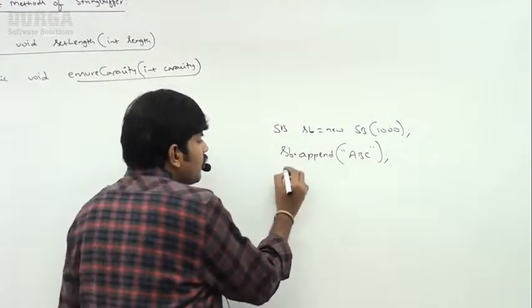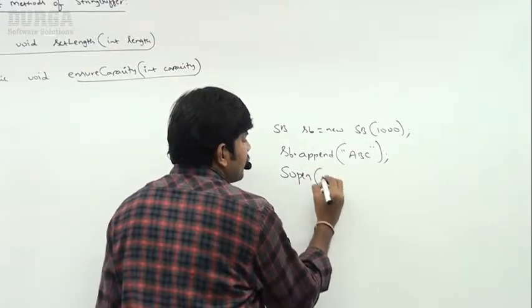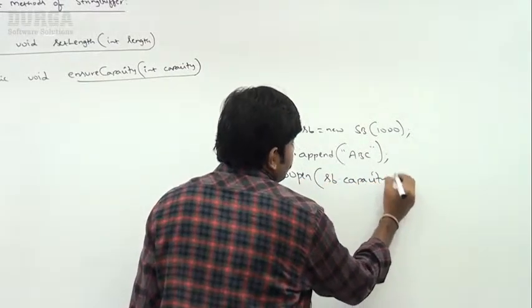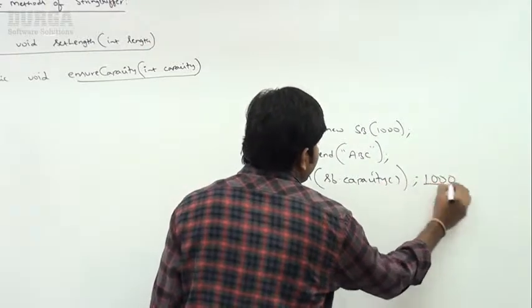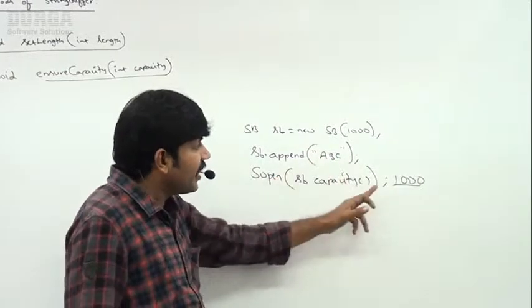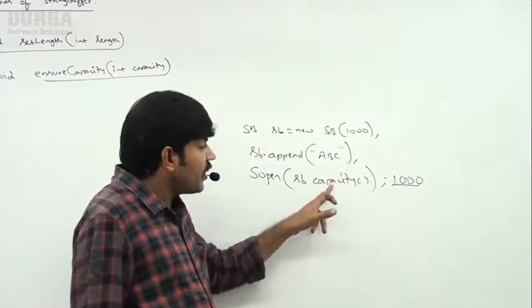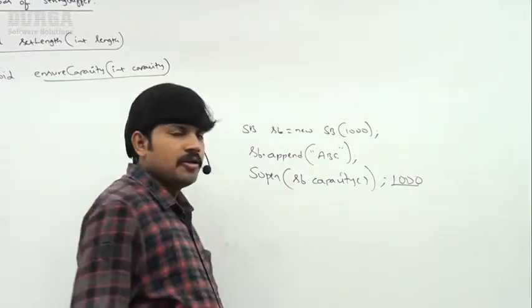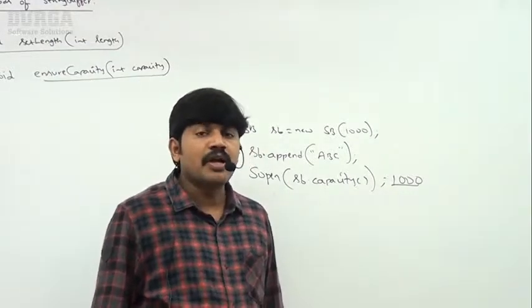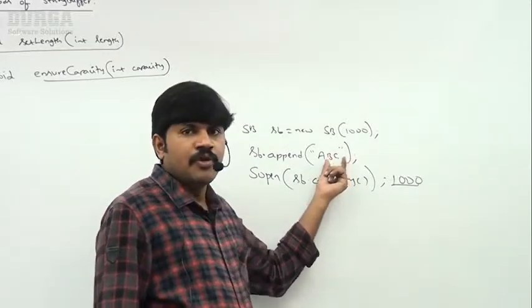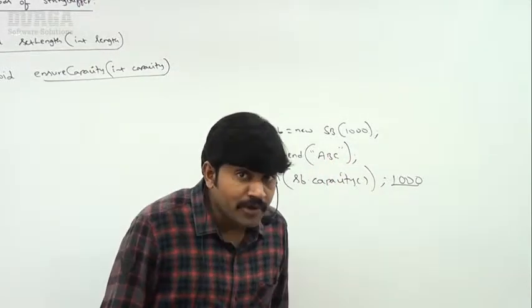Now System.out.println of sb.capacity(). It is 1000 only, because up to 1000 characters you can add, but you added only 3 characters. So the capacity is 1000 only. But now I realized that I don't want to add any more characters. This is enough.